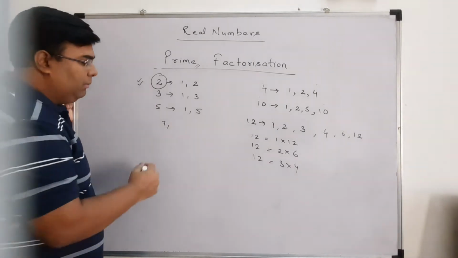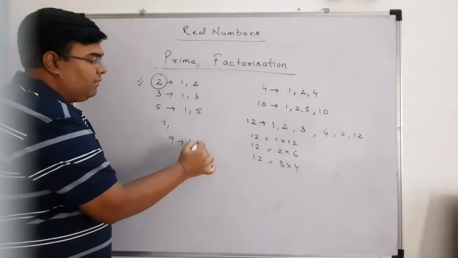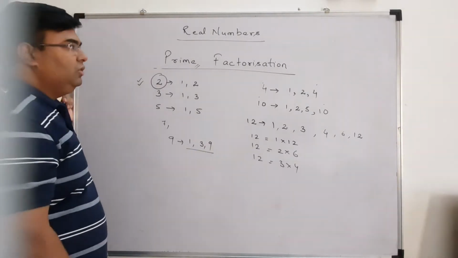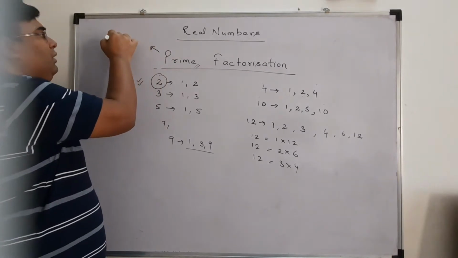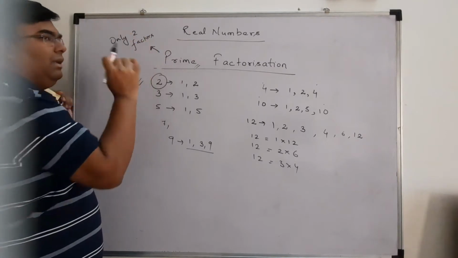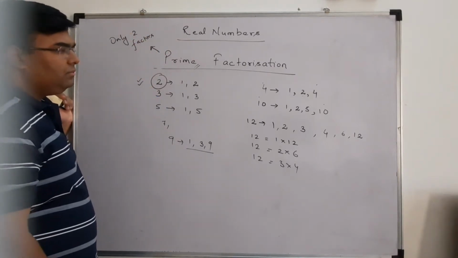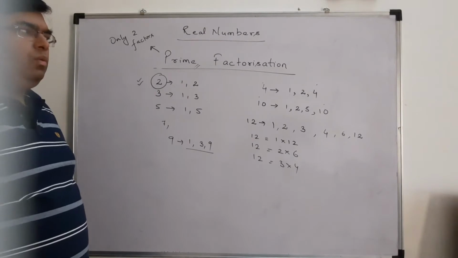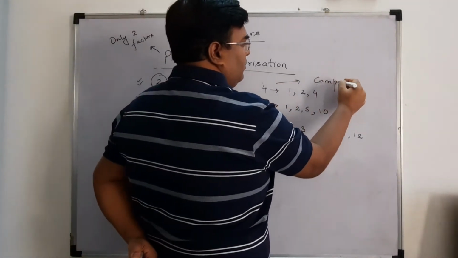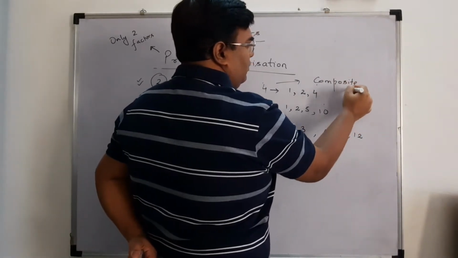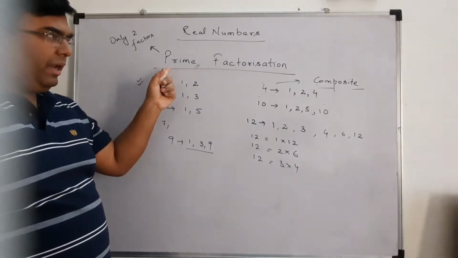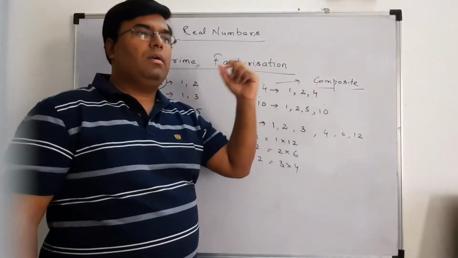9 is not a prime number. Why? Because 9 has 1, 3, and 9 as factors. So how many factors? 3. So for a prime number, you can say exactly 2 factors, right? If you get more than 2 factors, what is this number called? This number is called composite, right? So 2 factors prime, more than 2 factors composite.